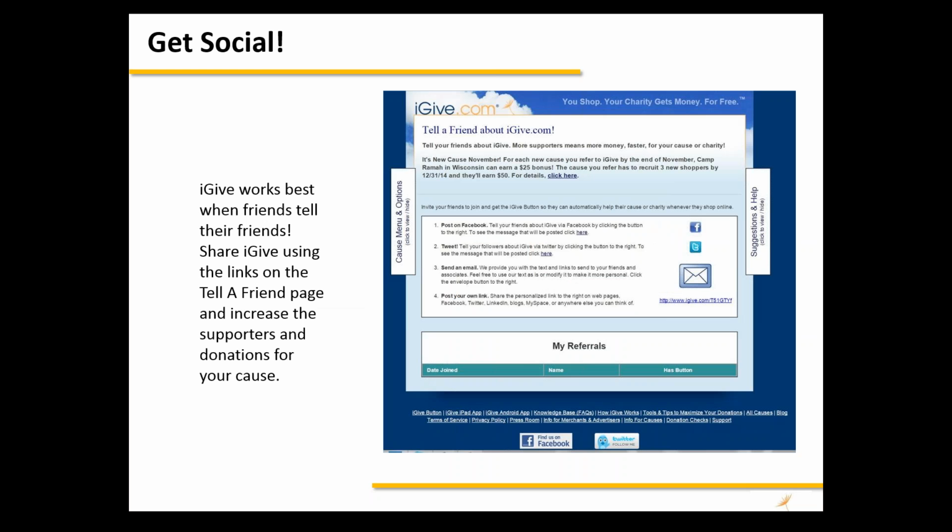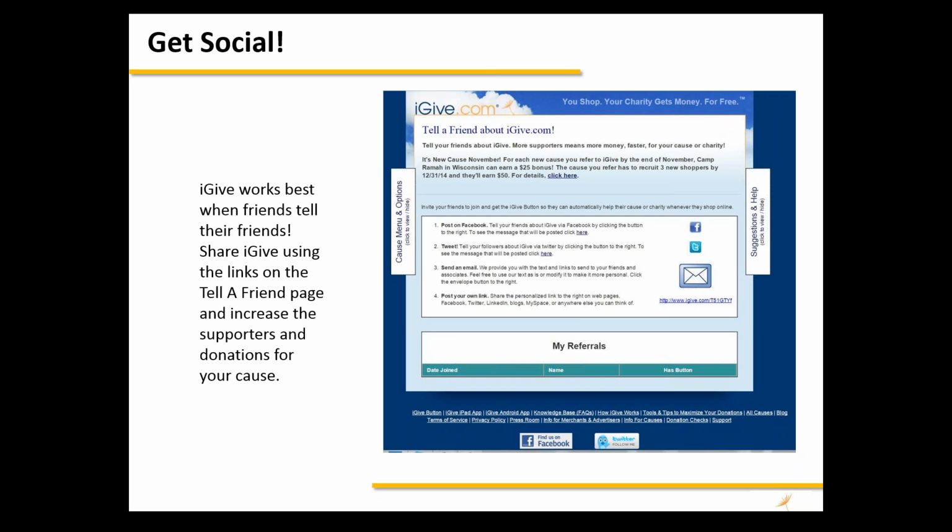So this is a Tell a Friend link page. It's another great way. It gives you 4 really simple ways to communicate with your friends about iGive. Sandy, you want to explain a little bit more how that works? Sure. So basically we've got 4 very simple ways to help you spread the word here and introduce people to iGive, where they will automatically, when they come to iGive, have your cause pre-selected. So really good way to spread the word.